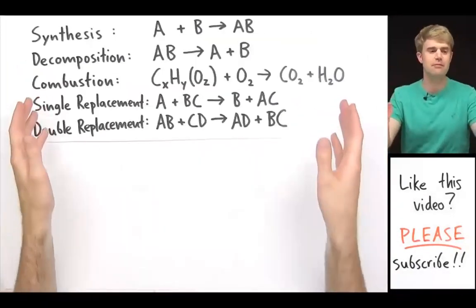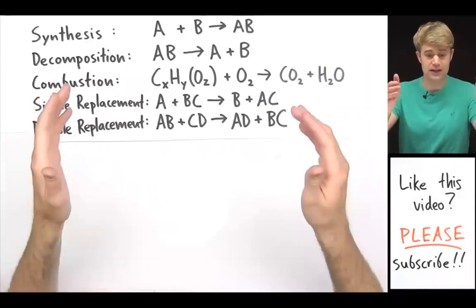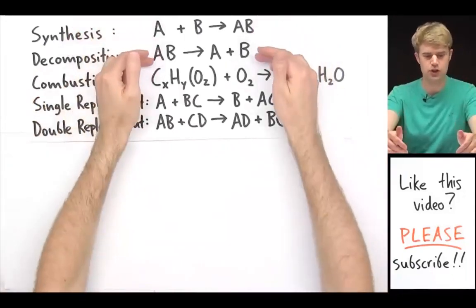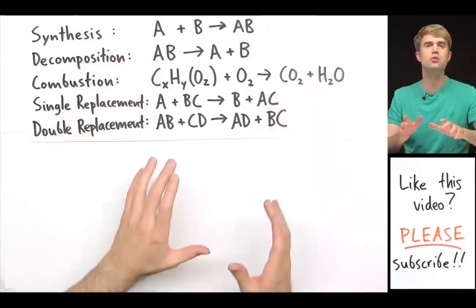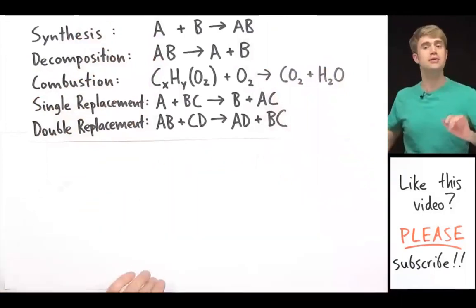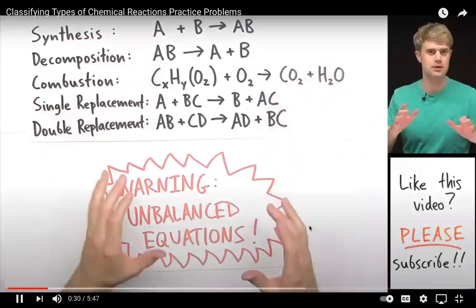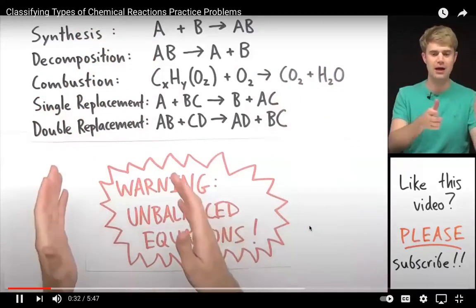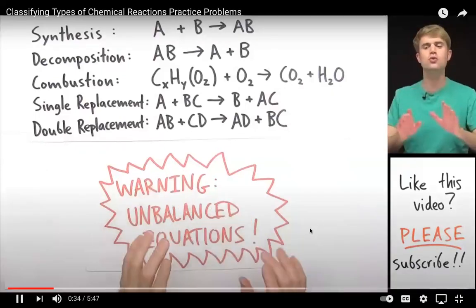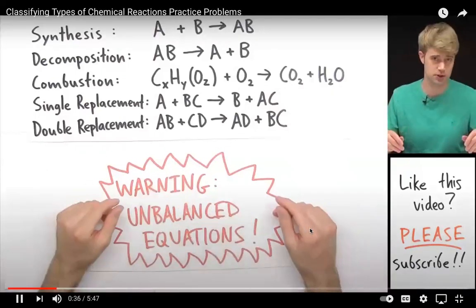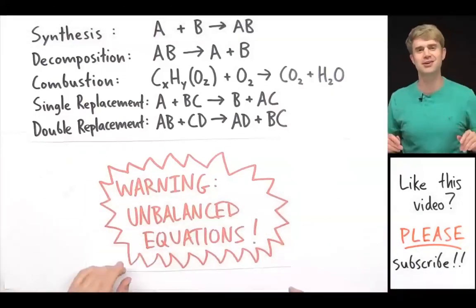So here are the 5 major types of chemical reactions. For each, I've written a sort of general, generic example equation that shows what the reaction looks like. Now, just a heads up. The equations that we'll be using in this lesson are unbalanced because for right now, I just want you to focus on the elements and how they're rearranging, and I don't want you to get distracted by the coefficients. Okay, so let's start classifying reactions.